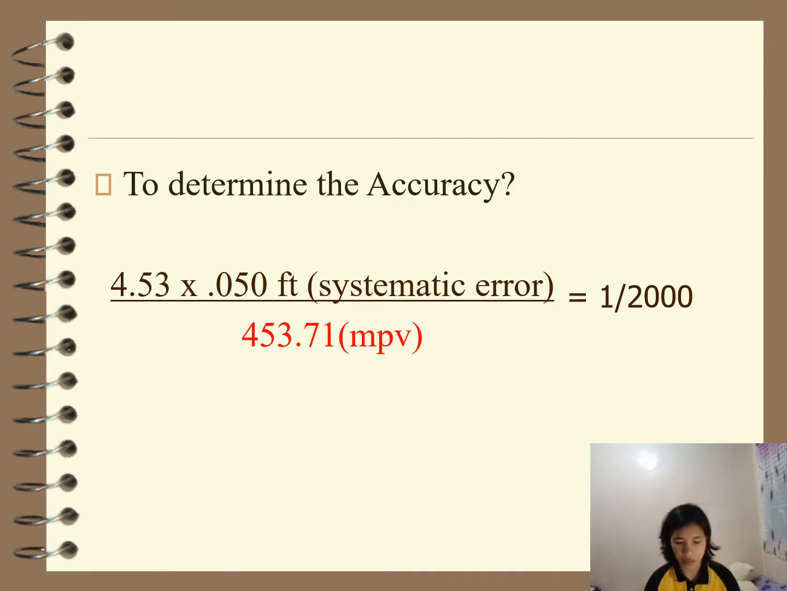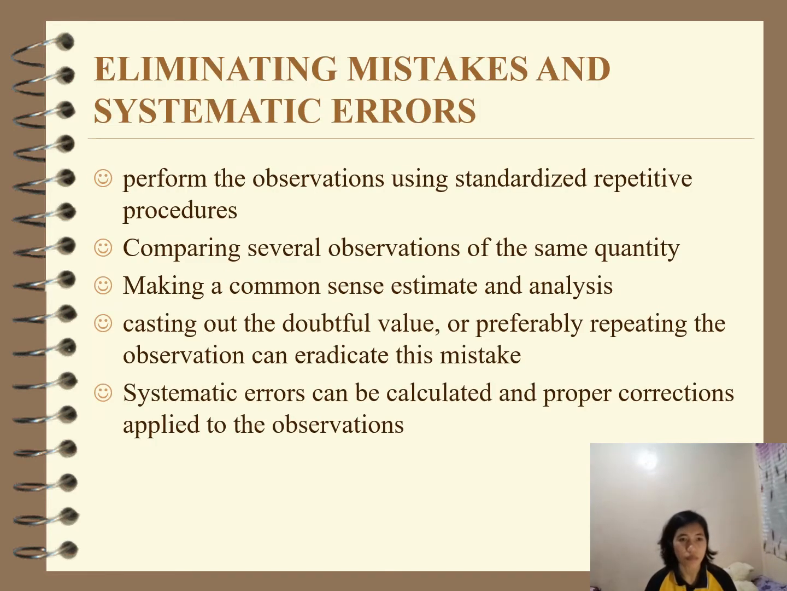So, this measurement is not accurate if the standard is 1 is to 10,000. However, if the standard is just 1 is to 1,000, accepted na, then this measurement is accurate. So, we can say that this is accepted. So, how can we eliminate our mistakes and systematic error?